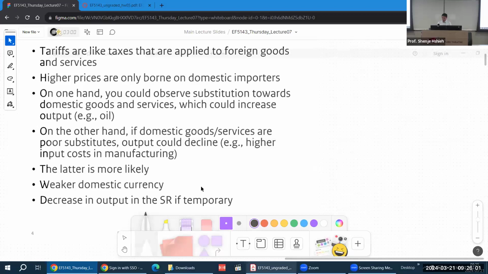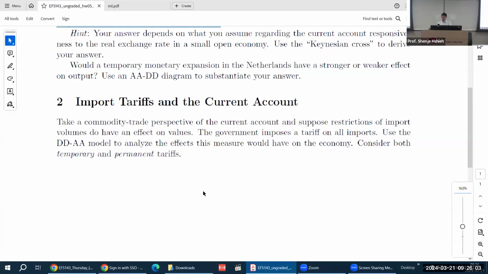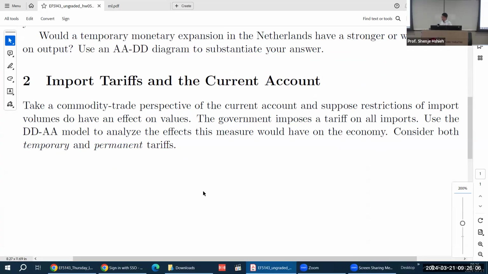Question 2 is just a qualitative understanding of how to interpret tariffs. Let me read it to you. Take a commodity trade perspective of the current account and suppose restrictions on import volumes do have an effect on values. That means that if there is a restriction on imports, then prices might change, okay? The government imposes a tariff on all imports. Use the DD and AA model to analyze the effects this measure would have on the economy. Consider both temporary and permanent tariffs.